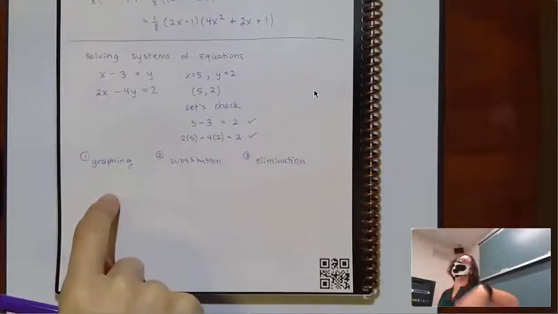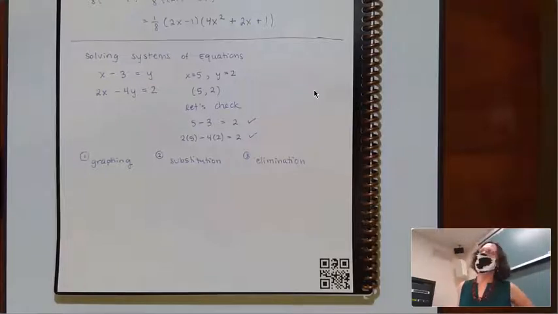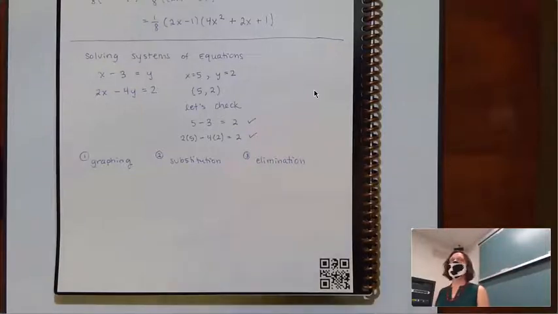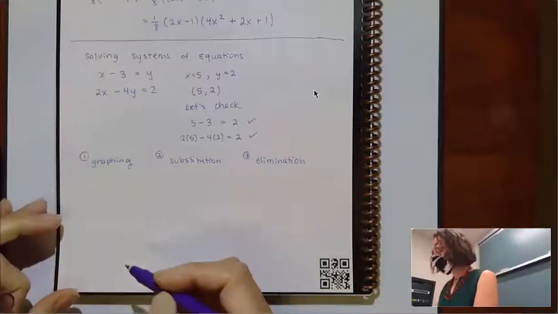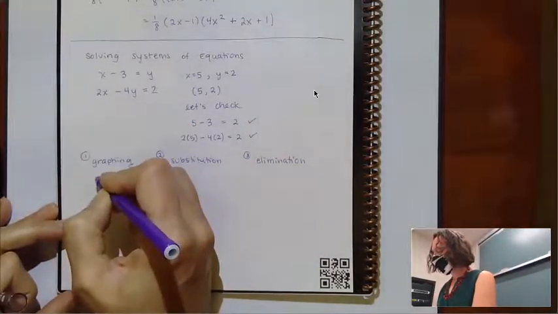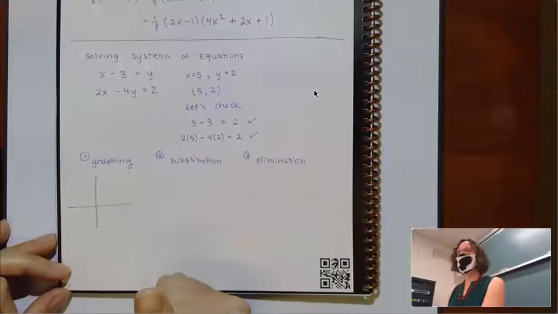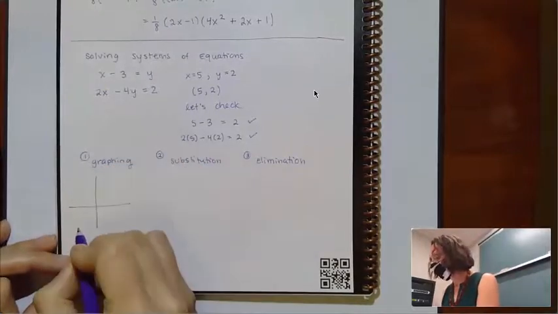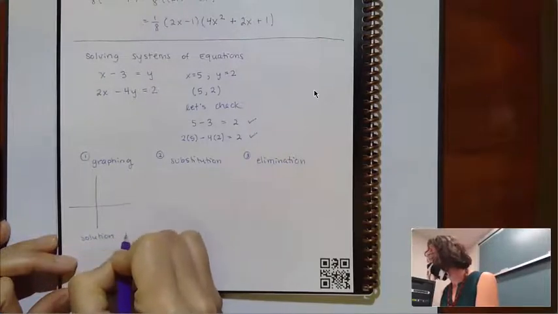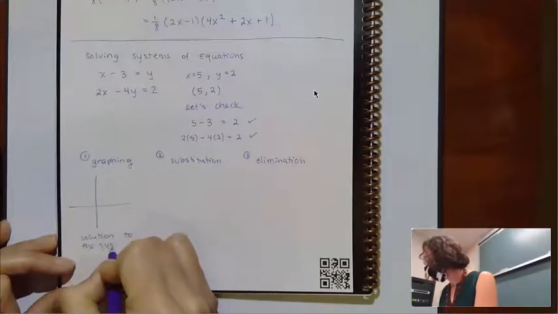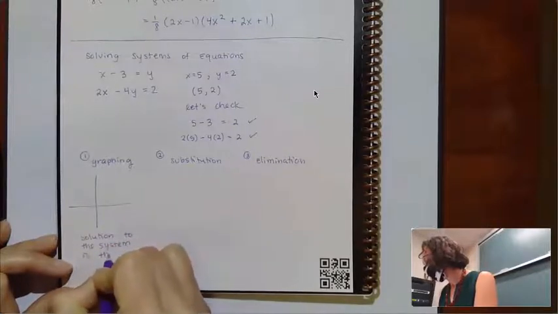Graphing is a super great method as long as I'm using a graphing calculator or a computer. Let's be real. We're not generally graphing so precisely by hand that finding solutions graphing is a great idea. What I do think is important as a concept for graphing is that if I show you what the graph looks like, you should recognize that that solution is the place where the two graphs intersect. So if we're solving this graphically, the solution to the system is the point of intersection.